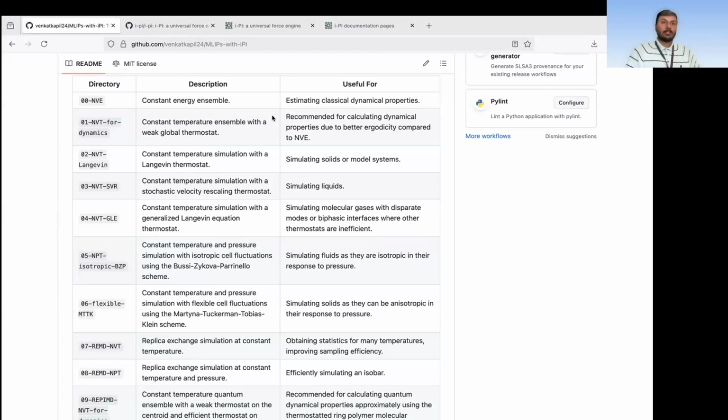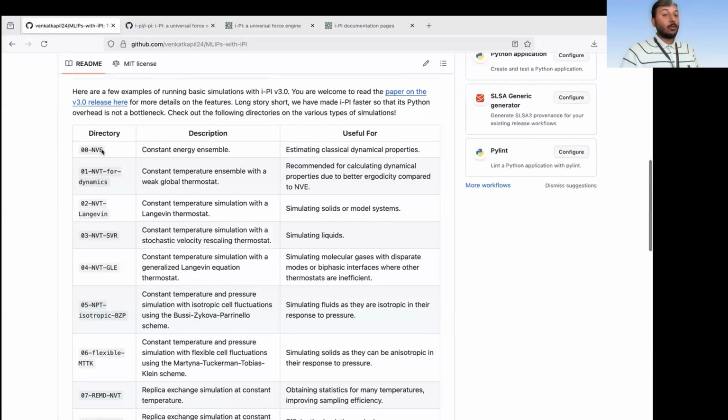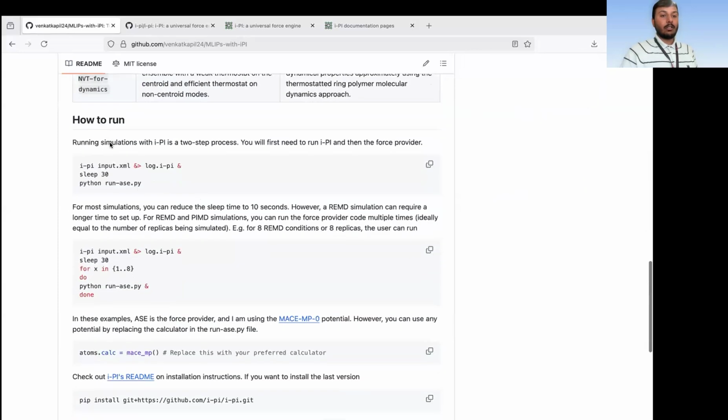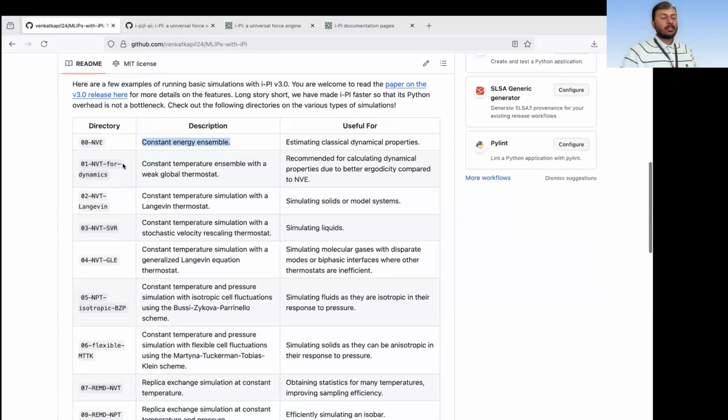But I feel like a lot of times, a lot of observables that you have to calculate can be done with rather simple molecular dynamics, right? Where all you need is good sampling. So I've just tabulated a few different types of setup. So for example, if you want to do NVE molecular dynamics, there is a directory on GitHub which allows you to do that. In the constant temperature ensemble, there are a few different cases.